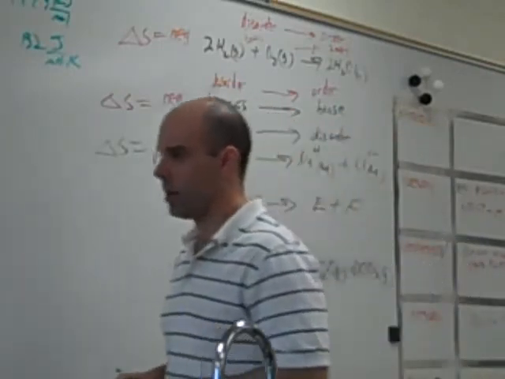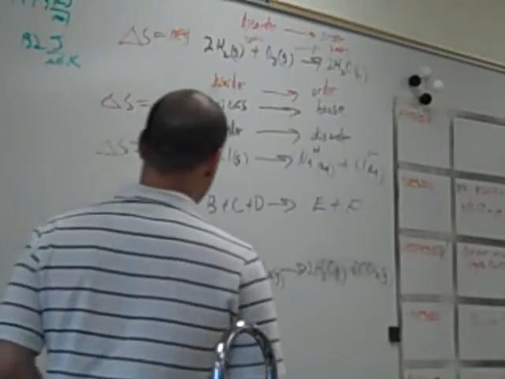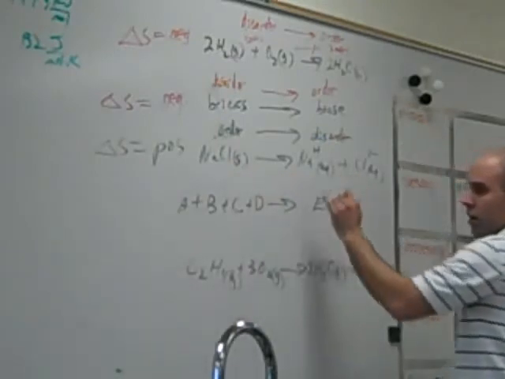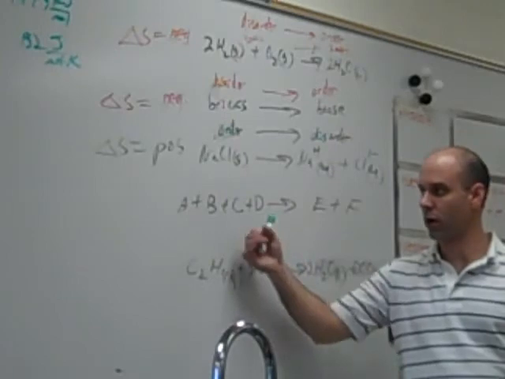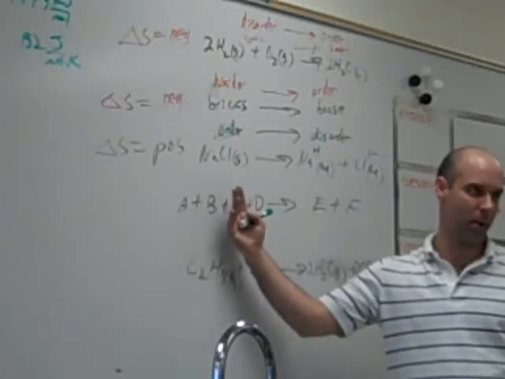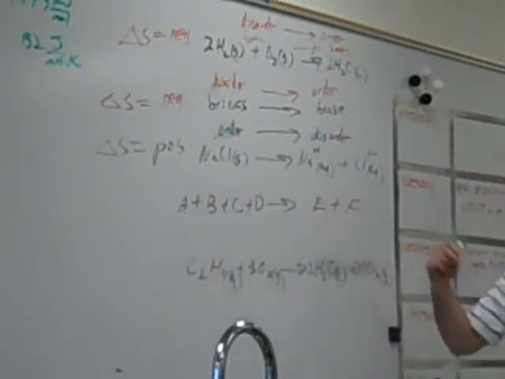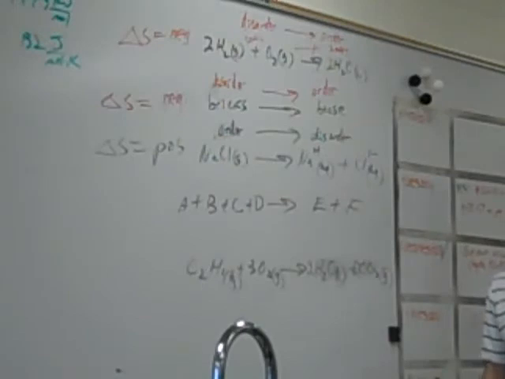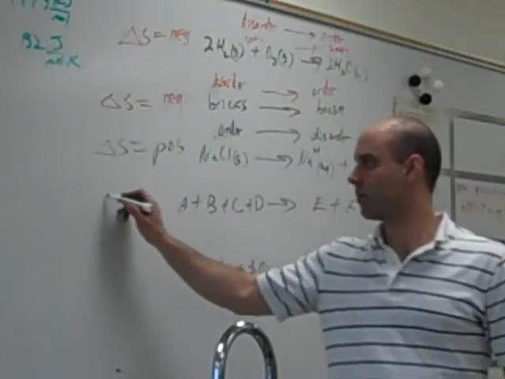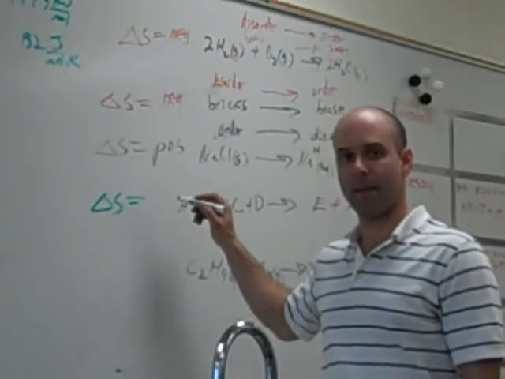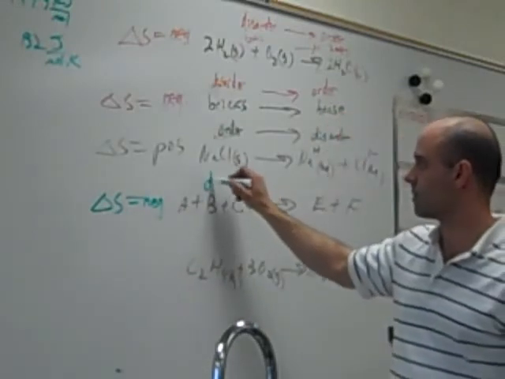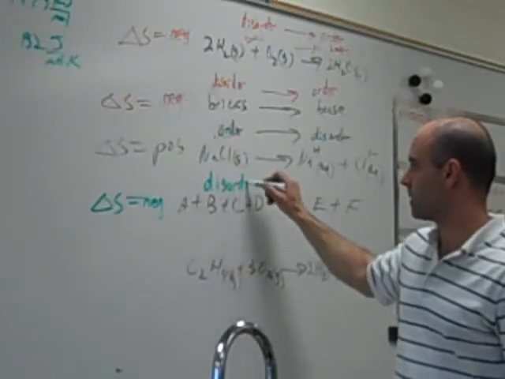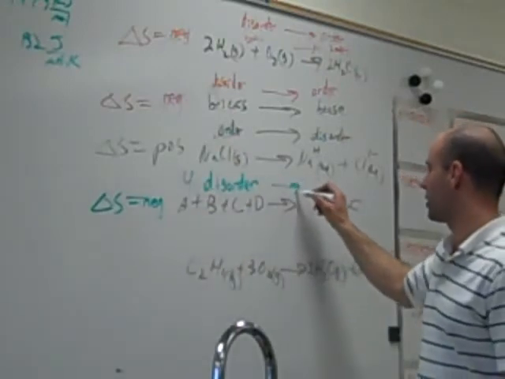Now, how about the next one? We're not dealing with specific elements. We're saying I've got element A, B, C, and D. So I got 4 elements or compounds, and I'm combining them down into 2. Negative delta S. What's it going to be, Malia? Delta S equals negative. And why? Because you're going from a higher amount to a lower. So here we got 4 moles, combining it down into 2 moles.